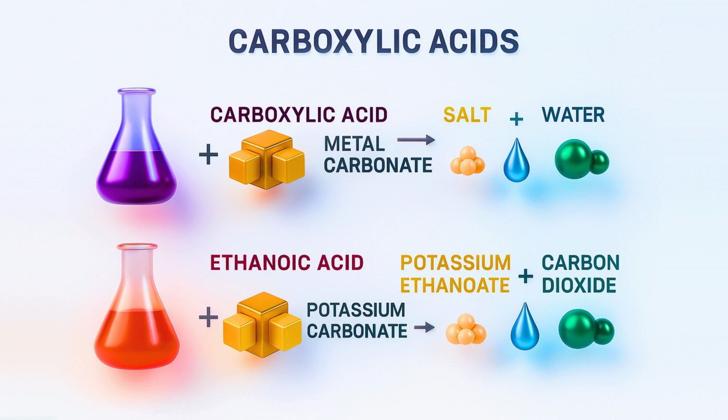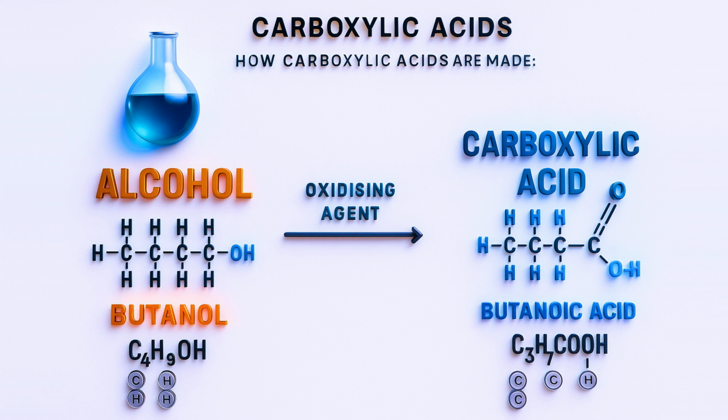Like all acids, carboxylic acids can react with metal carbonates to form a salt, water, and carbon dioxide. This is a typical acid-carbonate reaction. For example, if we react ethanoic acid with potassium carbonate, the products will be potassium ethanoate, which is the salt, water, and carbon dioxide. This reaction can be used as evidence of the acidic nature of carboxylic acids, even though they are weak acids.